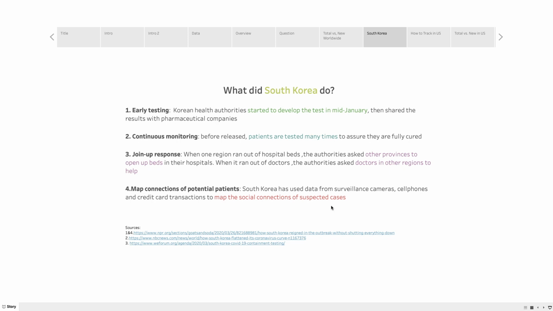And the fourth thing they do is map connections of potential patients. So South Korea has used data from civilian cameras, cell phones, and credit card transactions to map the social connections of suspected cases.